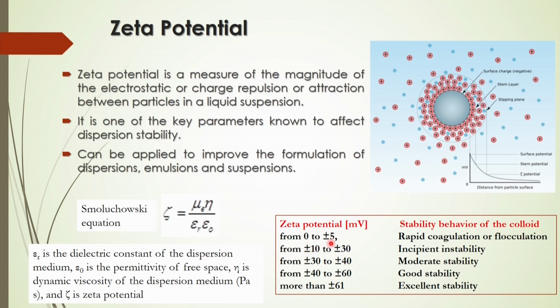From 0 to plus minus 5, it may be plus, it may be minus, of course, based on the ion of the particles and also mobility. In this case, 0 to plus minus 5 will give you rapid coagulation or flocculation. From plus minus 10 to plus minus 30, you will see incipient instability, and from plus minus 30 to plus minus 40, it will give you moderate stability. From plus minus 40 to plus minus 60, it will give you good stability. For more than plus minus 60, it will give you excellent stability.